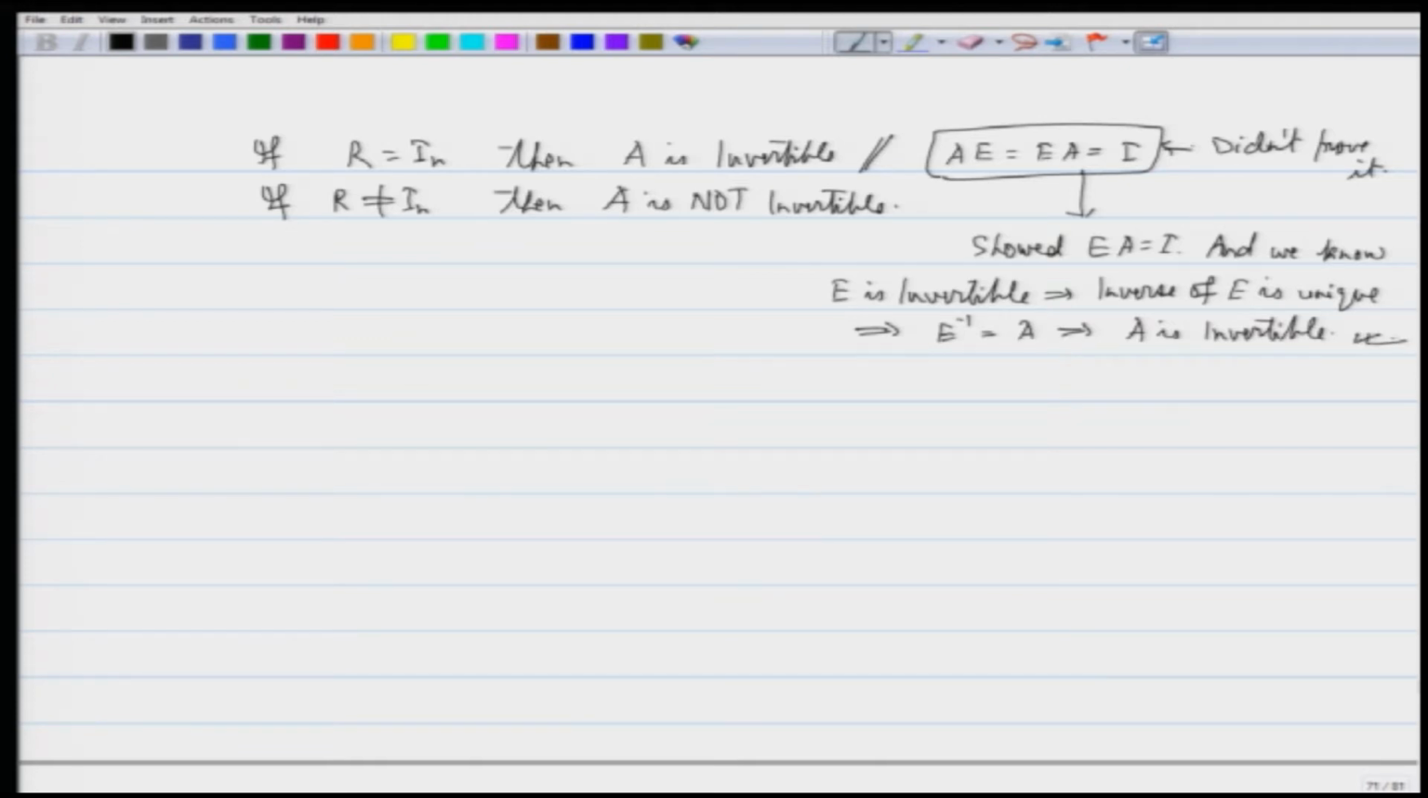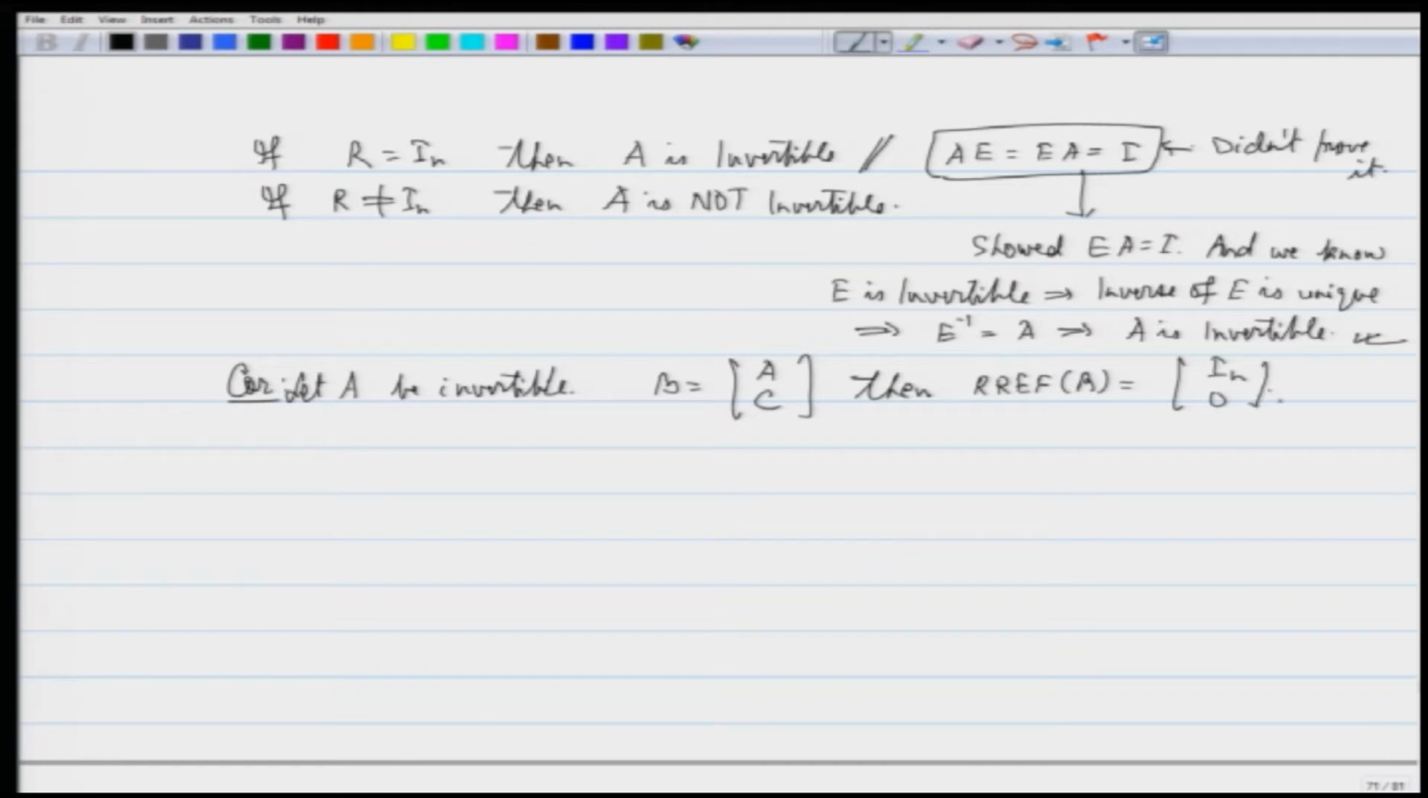Is that okay? Now, as a corollary of these ideas, I will just state some theorems here. So, corollaries. First corollary is that if A is invertible, let A be invertible. Suppose I have a matrix B, which looks like A and C here. Then what can I say about B? Then RREF of B is IN and 0, fine.